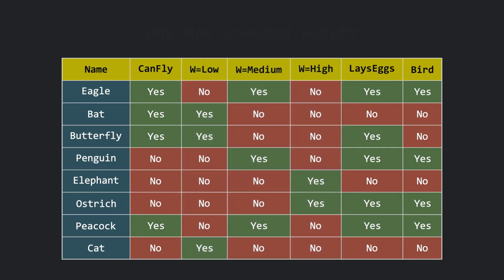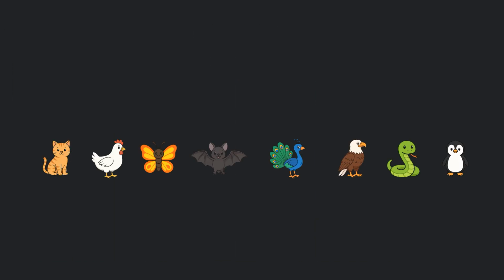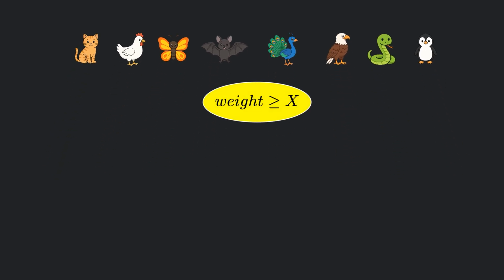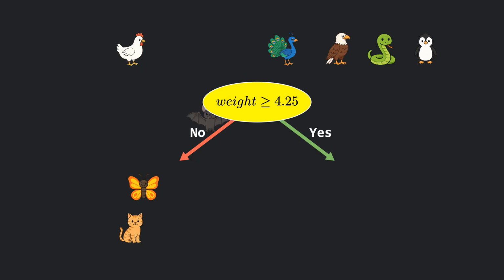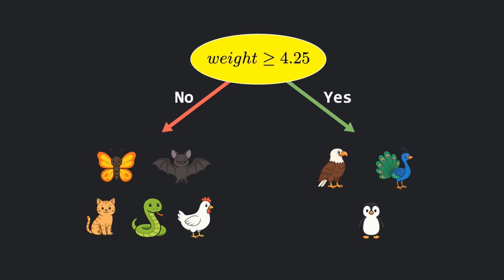Now, an even trickier case. What if the feature is not discrete at all, but continuous, like weight being an actual number instead of just high, low, or moderate? In that case, the tree cannot just split on categories. It needs to find the threshold value of X that divides the data in a way that gives the least misclassification. For example, here the most optimal threshold comes out to be 4.25. But how do we actually calculate it? The process is pretty straightforward.